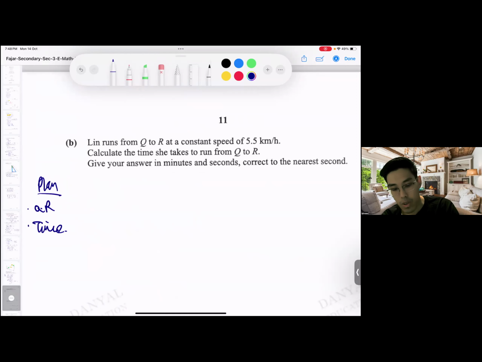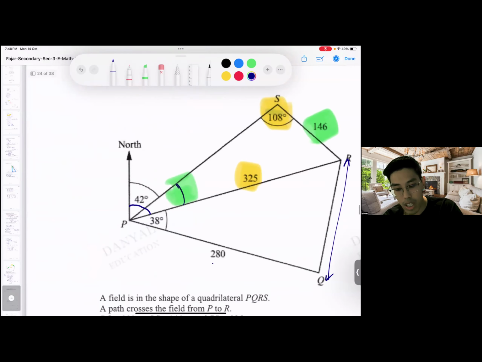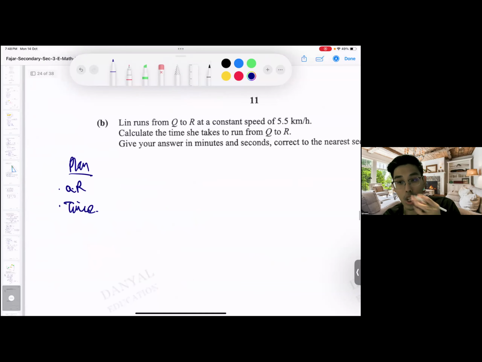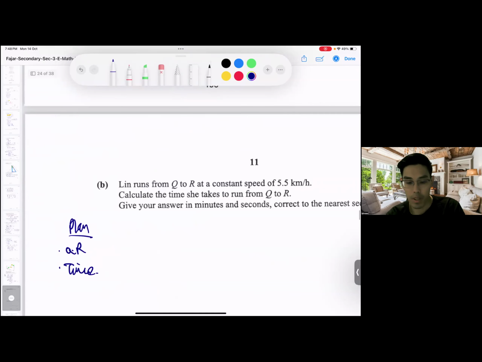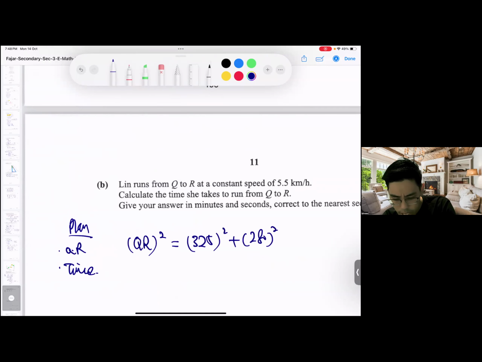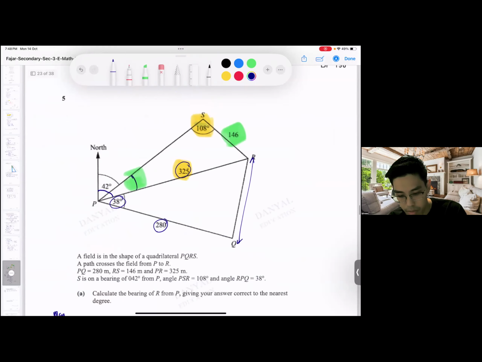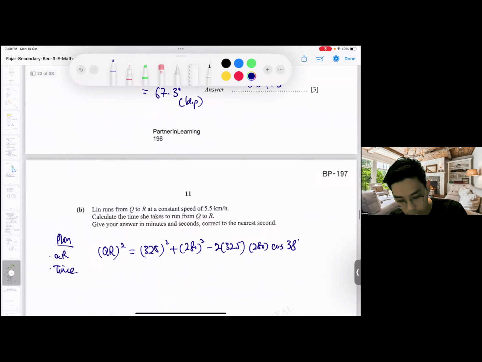So for QR, we are using the cosine rule. We got 325, we got 280, we got 38. So let's write in the QR according to the cosine rule and how it formats. QR square equals 325 square plus 280 square minus 2 times 325 times 280 cosine 38.